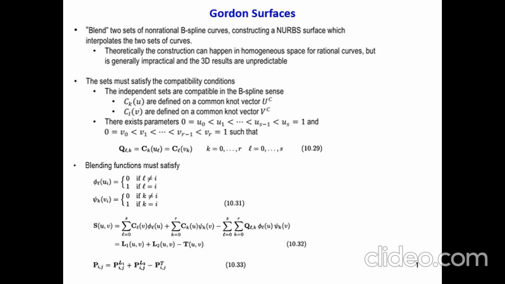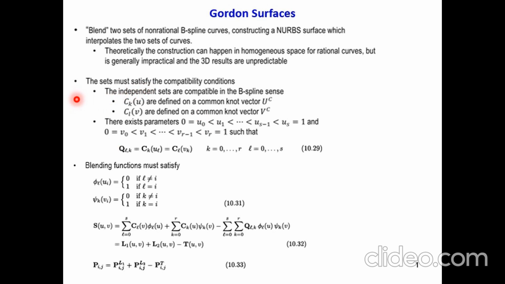So if we do end up needing to actually work with rational curves, what we can do instead is we can use approximation methods to take our rational curves and make them into non-rational curves with some error bounding, within some error.